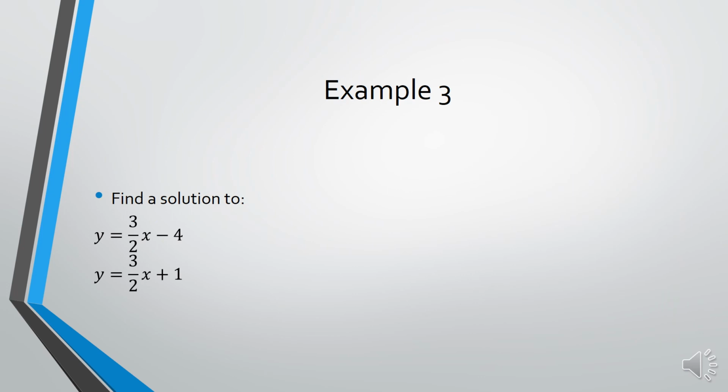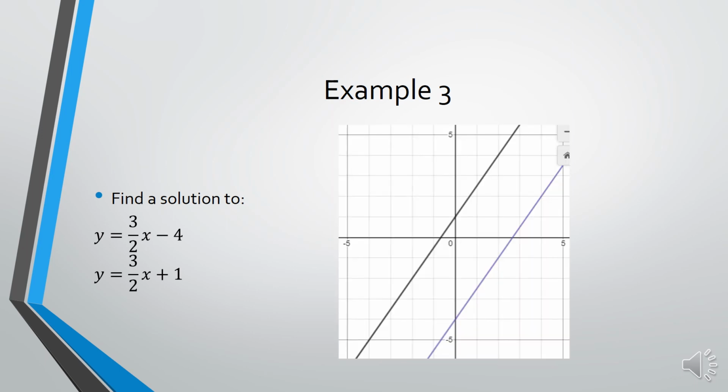Lastly, we'll find a solution to y equals 3/2 x minus 4 and y equals 3/2 x plus 1. I've graphed both of these, and this is the picture that we get. What you see is that these graphs don't overlap. The lines don't cross at all. When this happens, that means there's no solution. If the graphs don't intersect, then we have no solution to the system of equations.